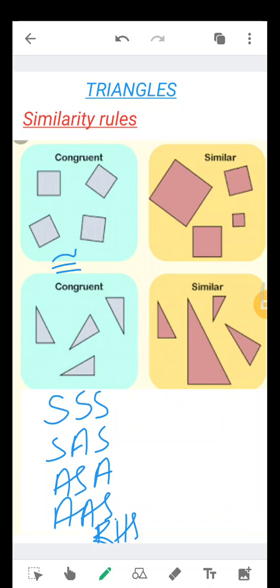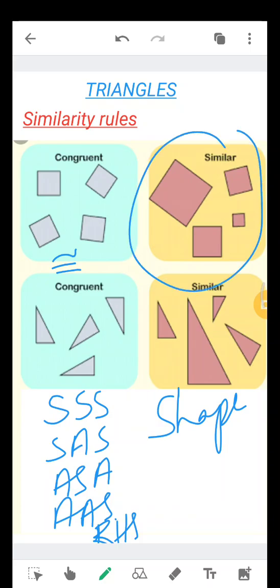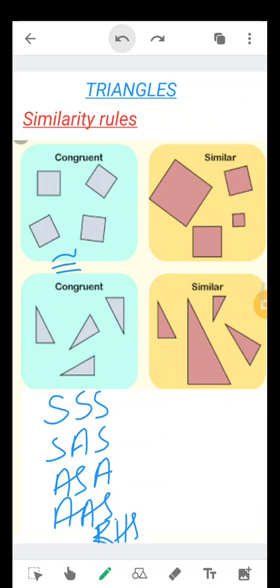Two or more triangles are similar, you can see these all triangles are similar, because they have the same shape. In similarity we just check the shape, we don't check the size. Size doesn't matter here. So triangles which have the same shape are said to be similar. You can see all these are squares, but they are of different sizes, so they all are similar. And these triangles all are similar because they are of the same shape.